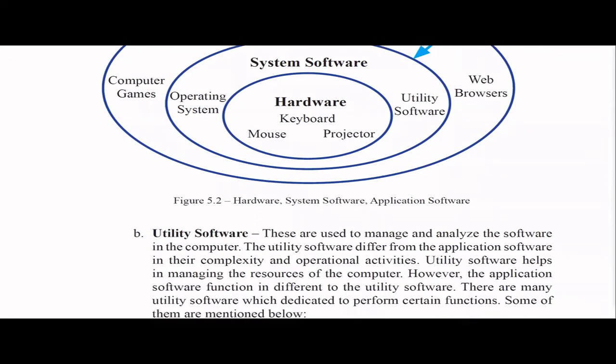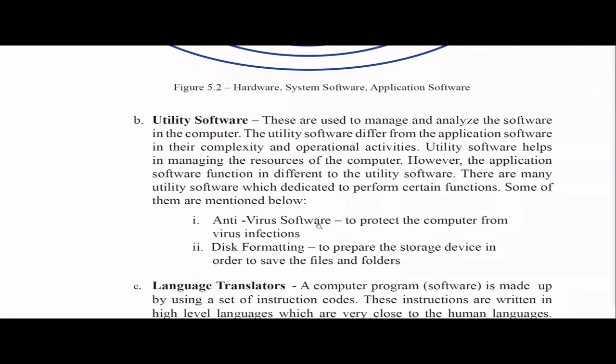So what is utility software? Yes, for the operating system we have a big chapter, but utility software, this is the only place we are going to talk about. Utility software is needed for managing and analyzing software in the computer, right? Remember, some students find it complicated to understand how utility software differs from application software, because utility software is for managing and analyzing the software itself, right? Its complexity is higher, because utility software helps to manage resources of the computer. But application software is based on the user requirement. What you want to do, for that you have some application software.